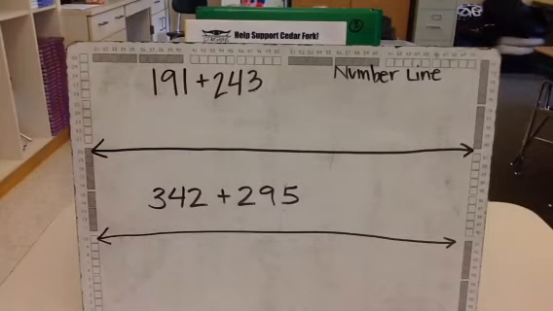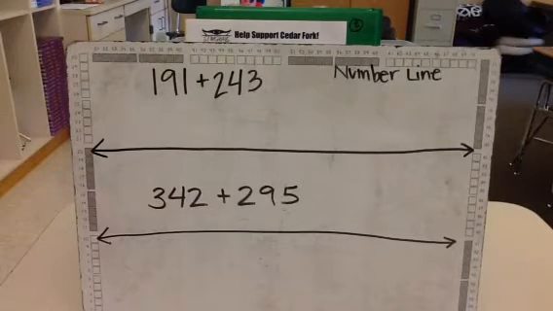In this video, I'm going to be modeling for you using the number line strategy for addition. So in this strategy, you really use what you already know about counting on and also about place value. So I'm going to go ahead and get started modeling it for you.